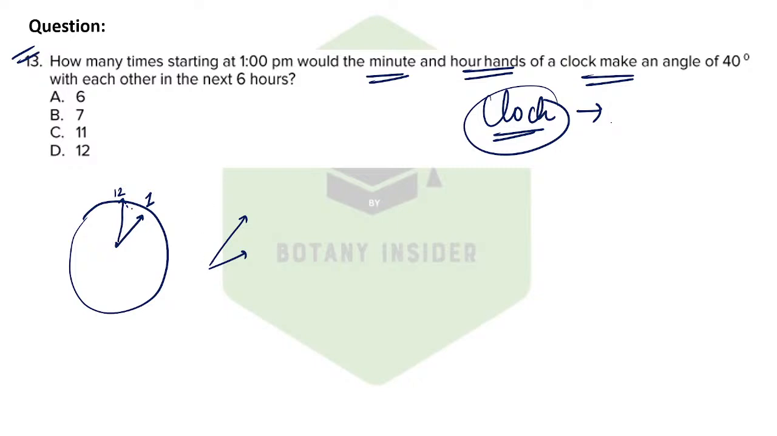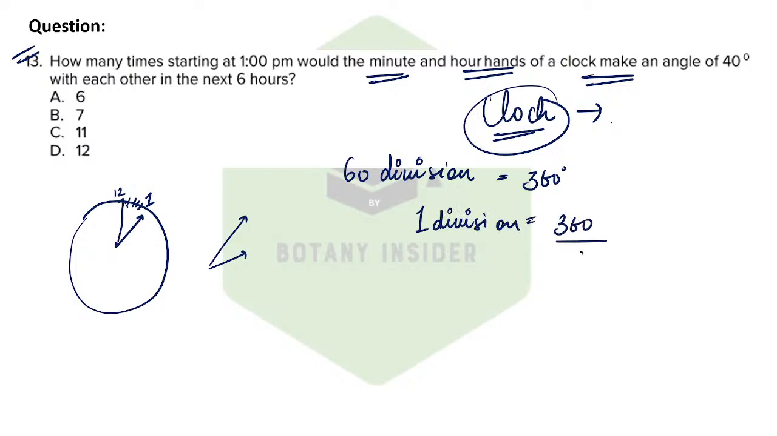Yeah. So between 12 and 1, you have 5 divisions, right? Between every two consecutive numbers, we have 5 divisions. So there are in total 60 divisions in the clock, right? In these 60 divisions, what is the angle of a complete circle? It is 360 degrees. So if I want the angle for one division, I have to divide 360 upon 60, that is equal to 6 degrees.